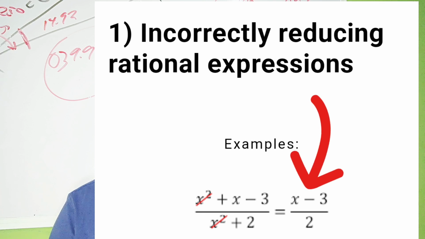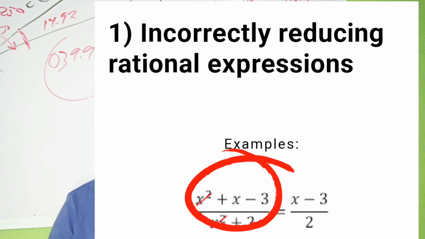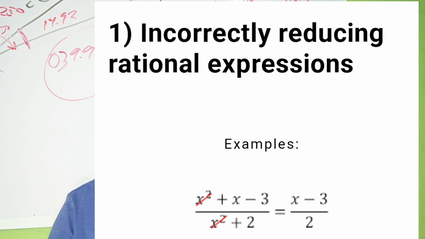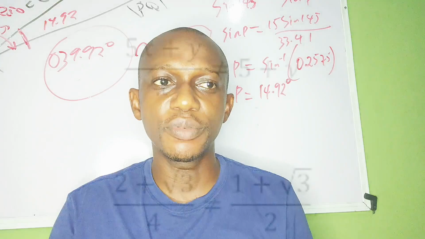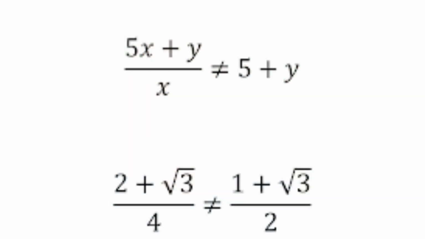It is very, very wrong, because in x squared plus x minus 3, it is addition that is joining x squared to the other terms, not multiplication. So you cannot divide that. Let's go to another example: (5x plus y) divided by x. Some candidates will divide and cancel x and x. It is plus that is combining them together, so you cannot divide it.